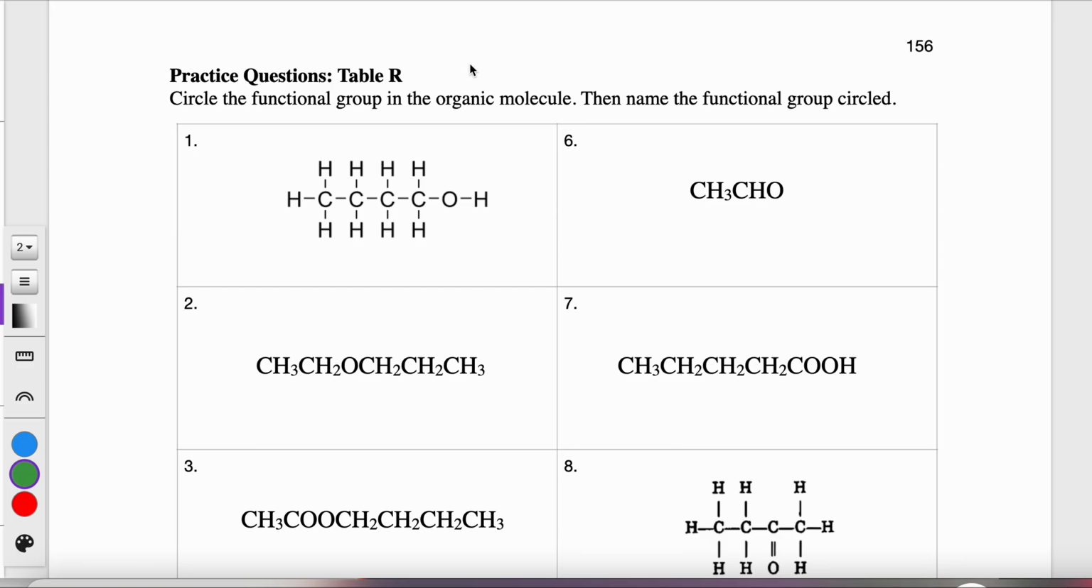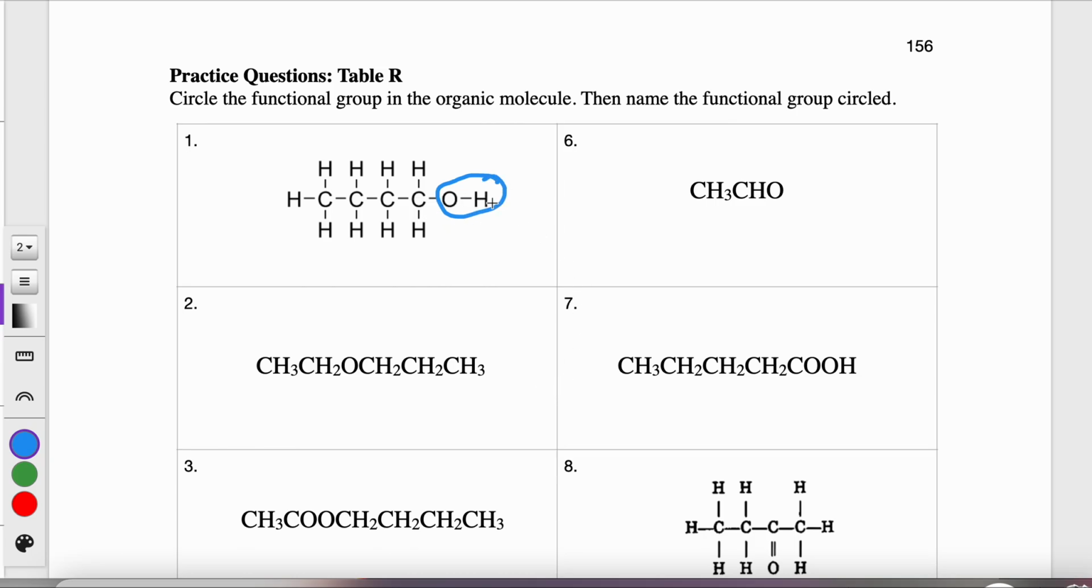Ask you to do some different things using your Table R information. So we often see on the exams, Part 2s, where you're given a structure and you are asked to circle the Table R functional group. So when I take a look at this one, right here is the Table R functional group.